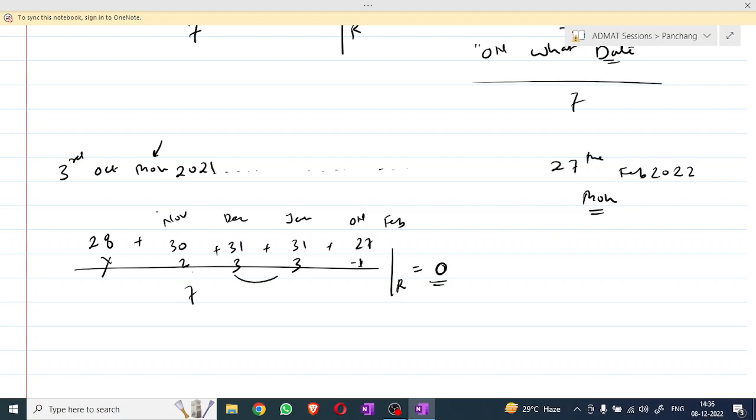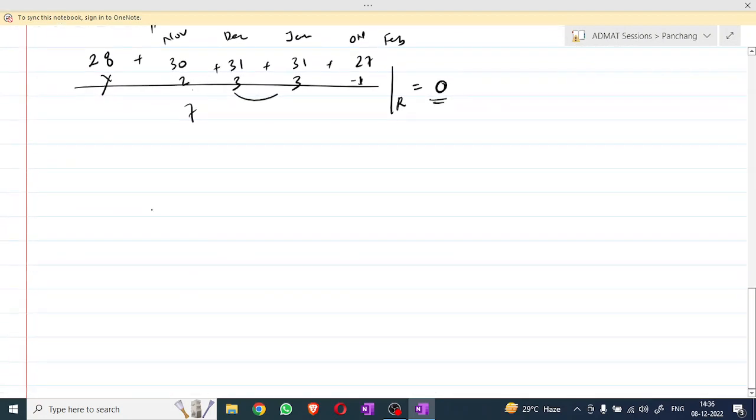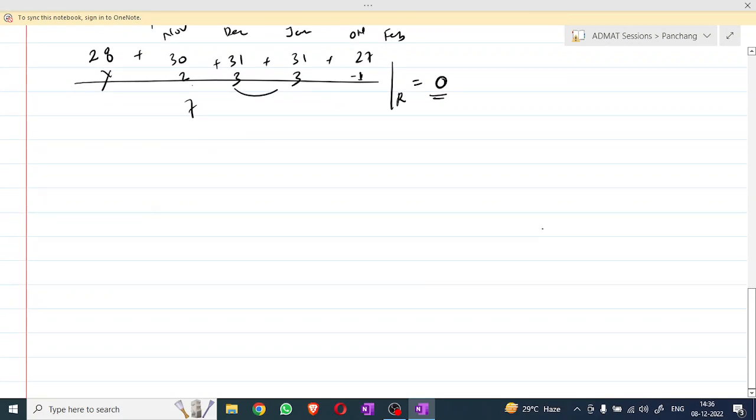Now, would it be better if I could remember these values? If I could remember how many days are there in a month and how much shift will be there. So let me do this for you. I hope you guys will be pausing the video to create or make notes. January month will always have 31 days. If you jump the entire January month, you will always have a shift of 3. February month could have 28 days or 29 days. So shift could be either 0 or 1.